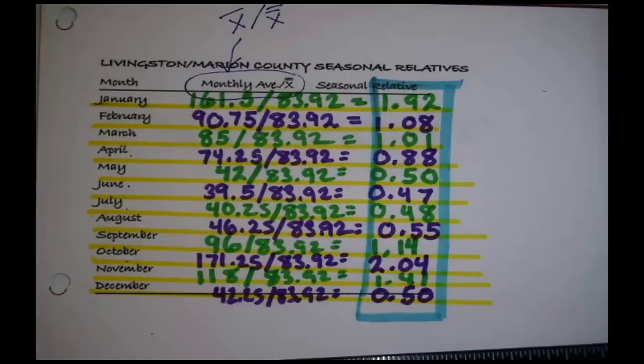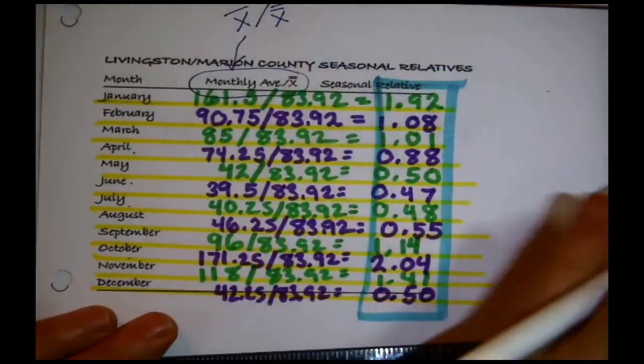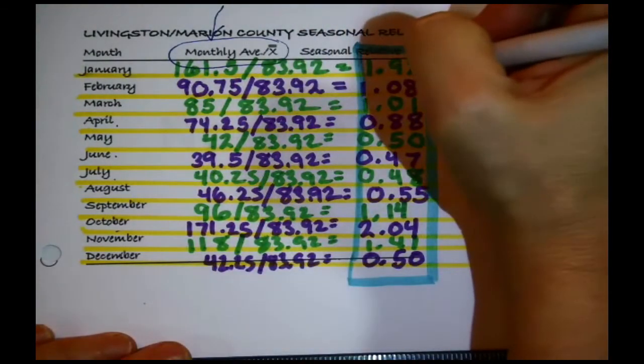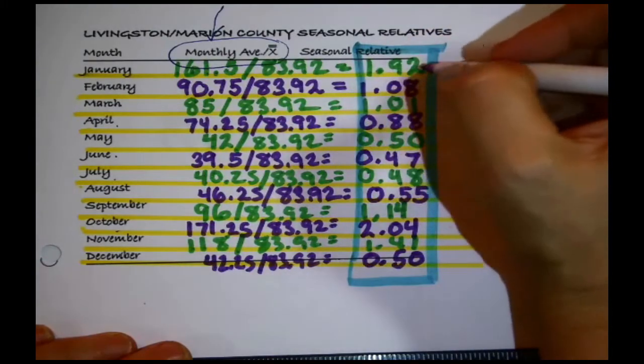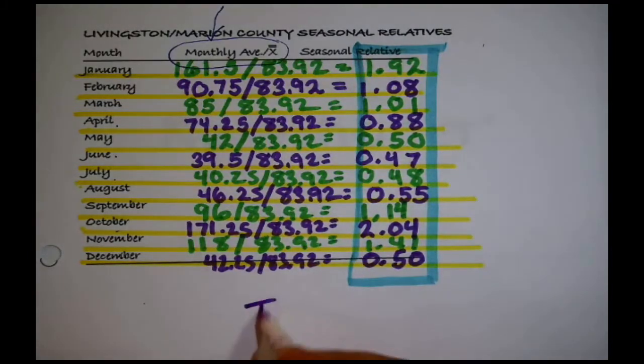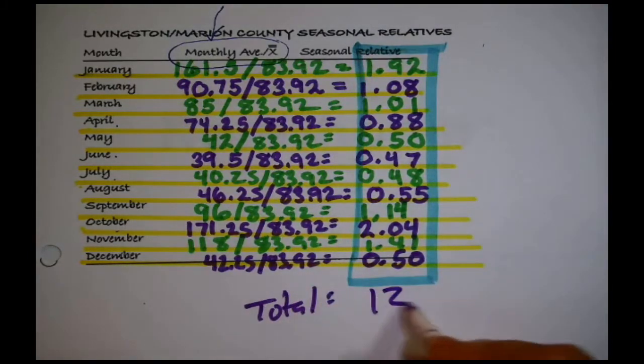A quick check on our math. If we've stepped through those steps correctly, it doesn't matter whether it's Livingston Medical Transport or any other problem. It doesn't matter how many seasons you have. Once you're finished, if you add up these numbers, like the 1.92, the 1.08, the 1.01, go all the way down the list, they should add up to the number of seasons. And in our case, there are 12 seasons because we were hypothesizing that the seasonal variation was monthly. There's 12 months in the year.